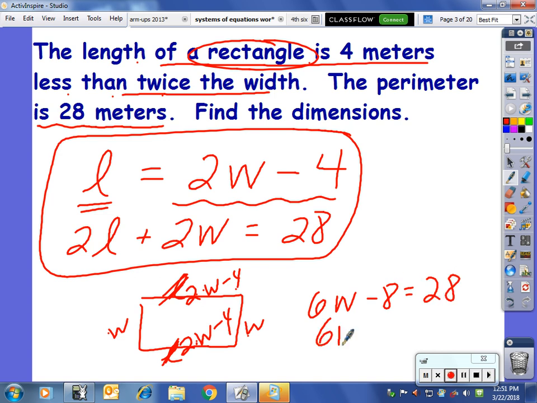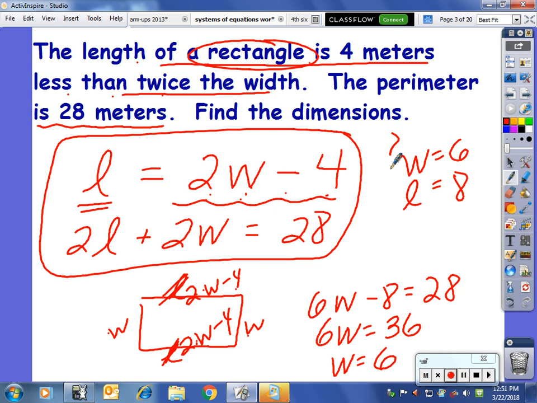Add 8 to both sides. And then the width would be 6. Boys, please stop. If the width is 6, what's the length? 2 times 6 minus 4? 8. Now remember, those two dimensions should never ever add up to your perimeter. What does 8 plus 6 add up to? 14. It adds up to half of the perimeter.